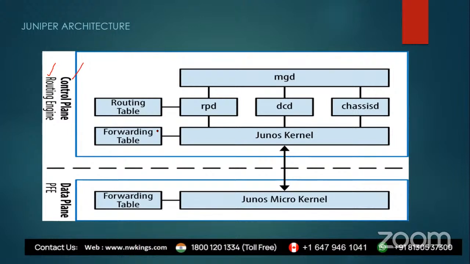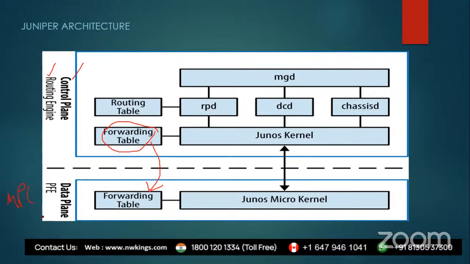So what it will do, it will send one copy of the forwarding table to the packet forward engine. All the best paths are populated in the forwarding table, right? So it will send one copy of the forwarding table to the packet forward engine. Where is this PFE located? PFE is located in MPC or DPCs. So this is the data plane.